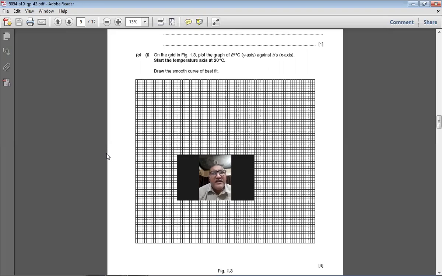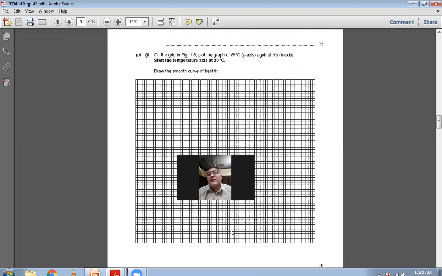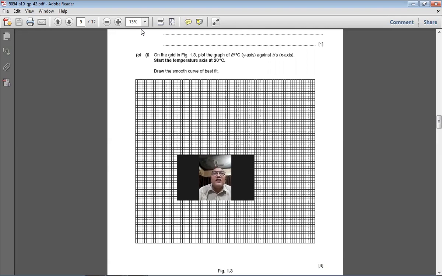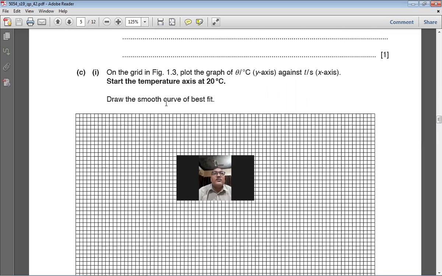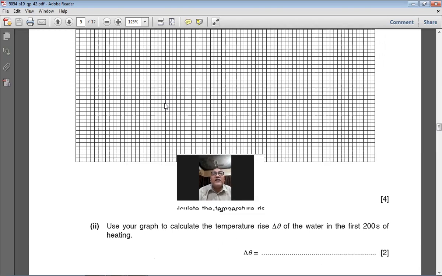On the grid in figure 1.3, plot the graph of theta in degrees centigrade on the y-axis against t in seconds on the x-axis. Start the temperature axis at 20 degrees centigrade. Draw the smooth curve of best fit. So we have to draw the smooth curve of best fit. This is figure 1.3, and I can show you.